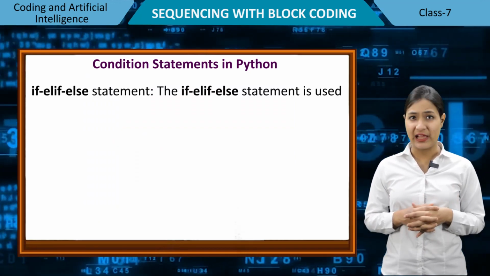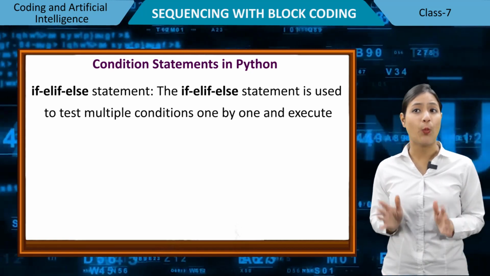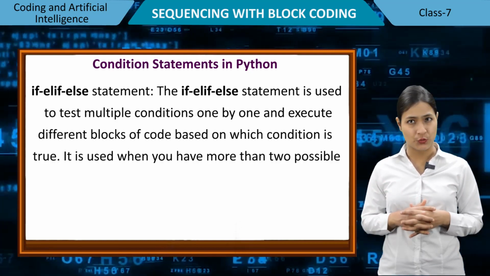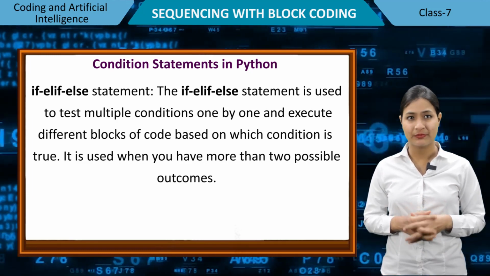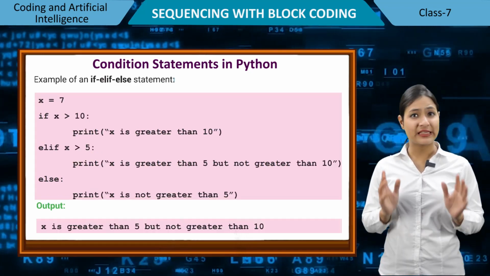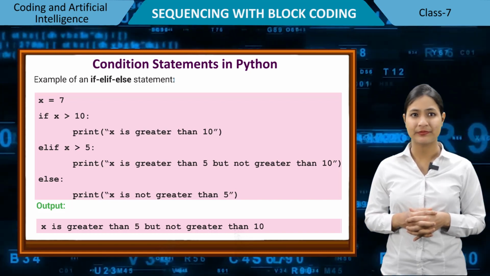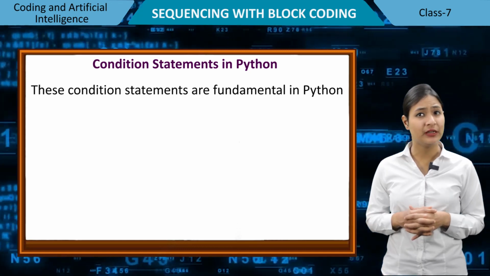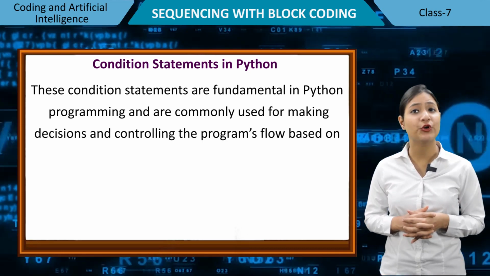Third, if elif else statement. The if elif else statement is used to test multiple conditions one by one and execute different blocks of code based on which condition is true. It is used when you have more than two possible outcomes. Syntax of an if elif else statement. Example of an if elif else statement. Output.